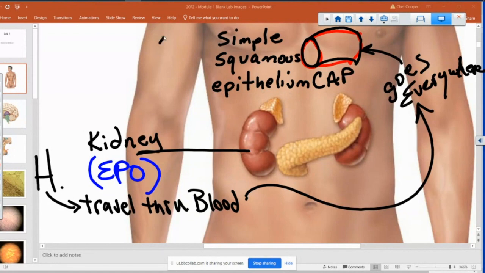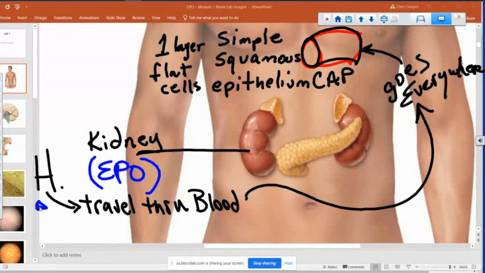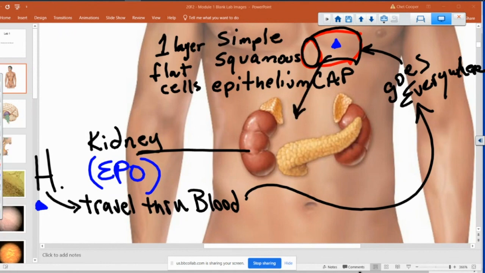That means one layer of flat cells. Okay. So why is that important? We're going to do a little triangle to represent a hormone. Hormones get in the blood. And when they're in the blood, they're just traveling. They're not doing anything. But because a capillary is one cell layer thick, a hormone can move out into the tissues. And now we get a hormone that was traveling through the blood, and it's out in the tissue somewhere.